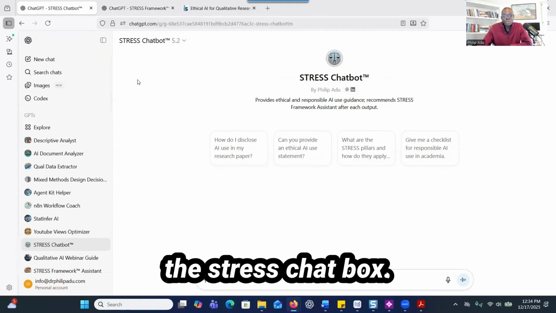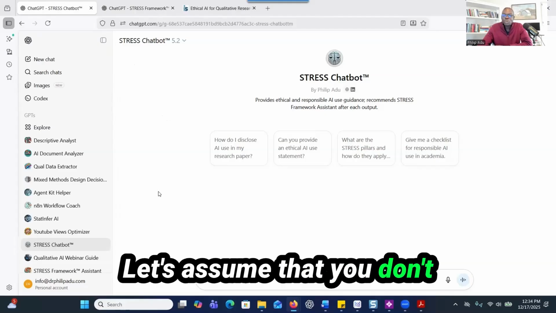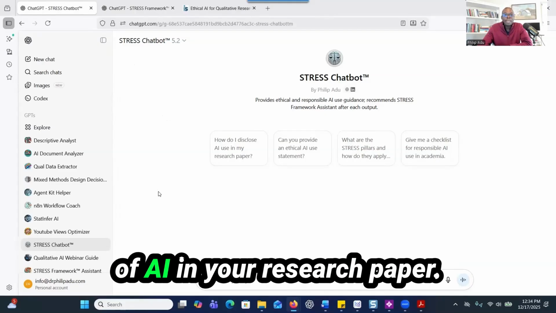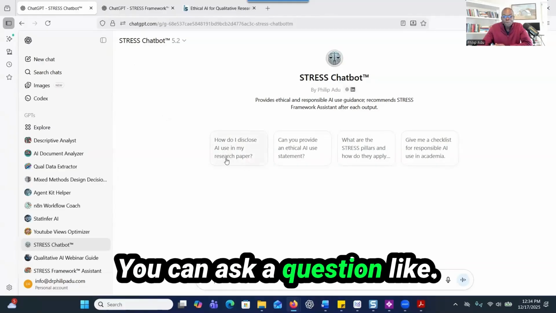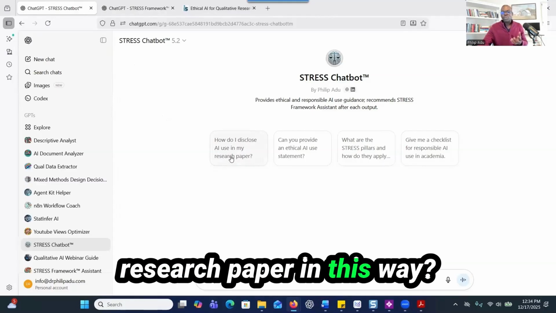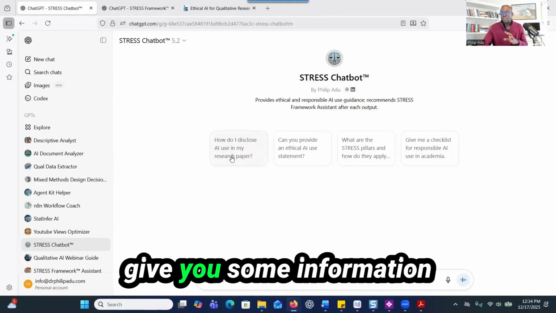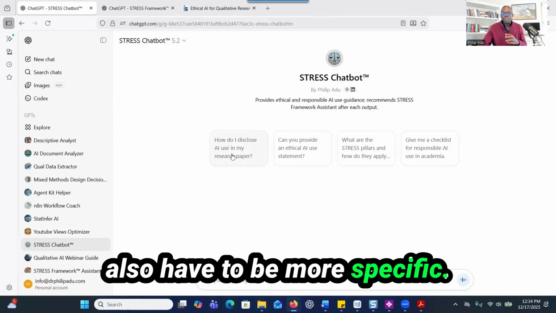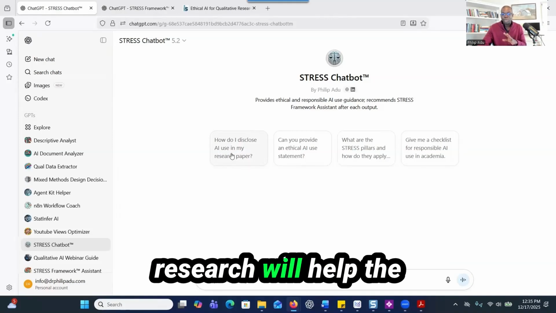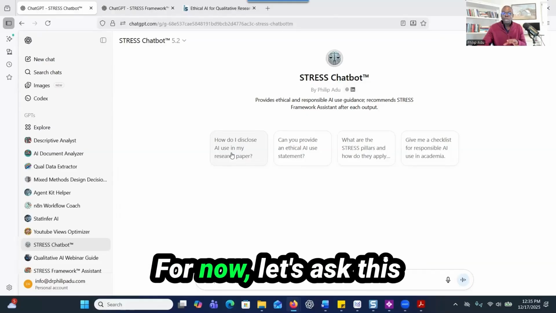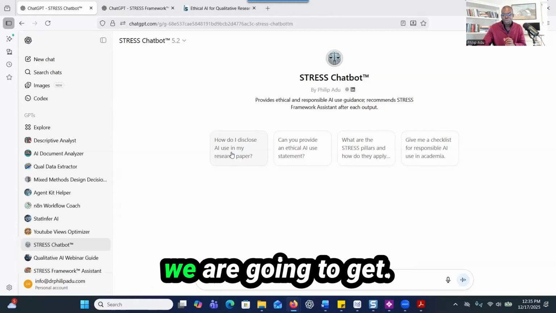So let's start with the Stress Chatbot. Let's assume that you don't know how to disclose the use of AI in your research paper. You can ask a question like, how do I disclose AI in my research paper? In this way, the system can give you some information about the best way, but you also have to be more specific. A little background information about the research will help the system give you a tailored response. For now, let's ask this question and see what we get.